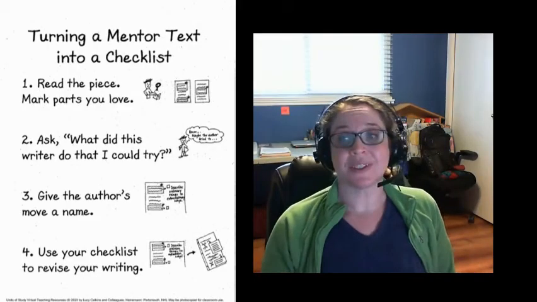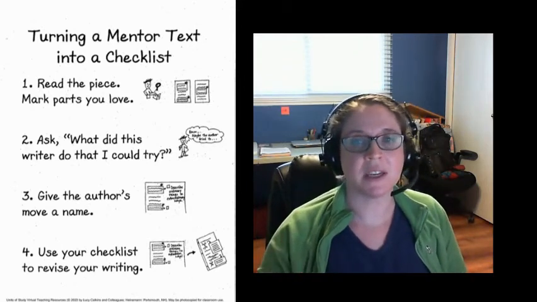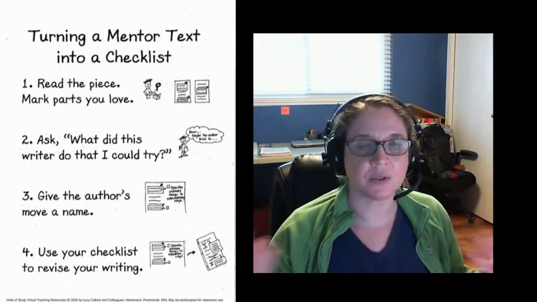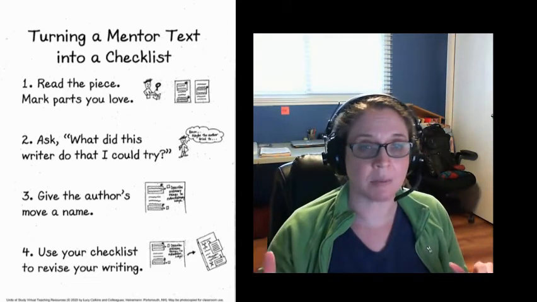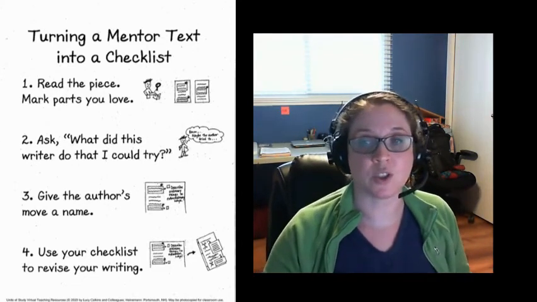So let's review the steps for turning a mentor text into a checklist. First, we read the piece and marked the parts we loved. Next, we asked, what did this writer do that I could try too? Third, we gave those authors' moves a name. And fourth, we turned those into a checklist that we can use in our own writing too.